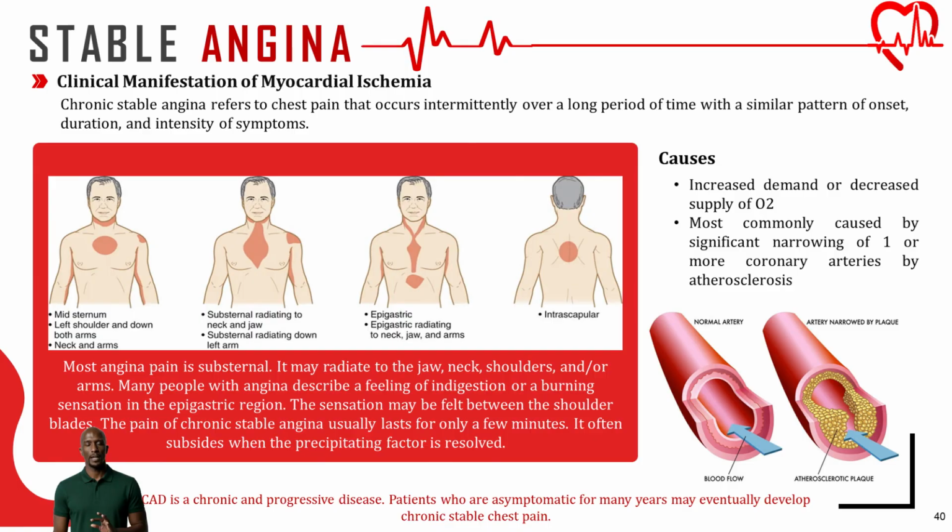Chronic stable angina is characterized by intermittent chest pain with a consistent pattern. It often radiates to the jaw, neck, shoulders, or arms, and may feel like indigestion. Typically lasting a few minutes, it subsides when the trigger is resolved. It's primarily caused by increased oxygen demand or decreased supply due to narrowed coronary arteries from atherosclerosis.